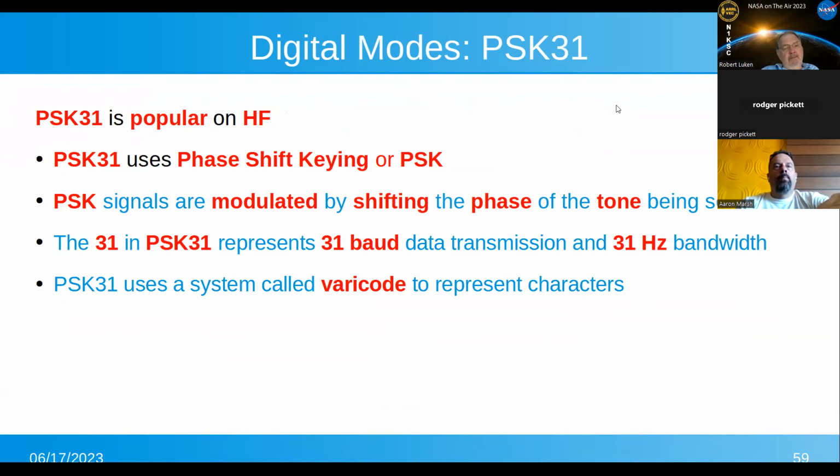Okay, PSK 31 is popular on HF. It's a phase shift keying technique. 31 represents 31 baud. And also it turns out it's 31 hertz bandwidth. So it's one of the narrowest of the signals. FT8 is 50 hertz wide. This one's 31 hertz wide. So it's good for weak signal stuff, although it doesn't use the same techniques as FT8 and those.